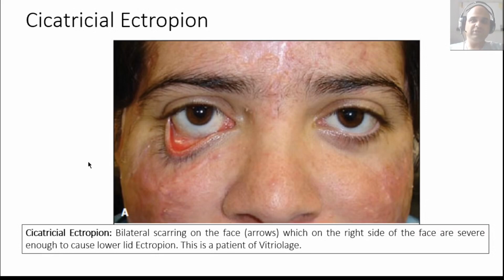This is cicatricial ectropion, or ectropion due to scarring, and this is a patient of vitriolage. And as you can see, there are multiple scars all over the face, and the scar right here has sort of fused the skin of the lid to the cheek, and you can see a very large ectropion in this area. And I'm sure you know what vitriolage is.